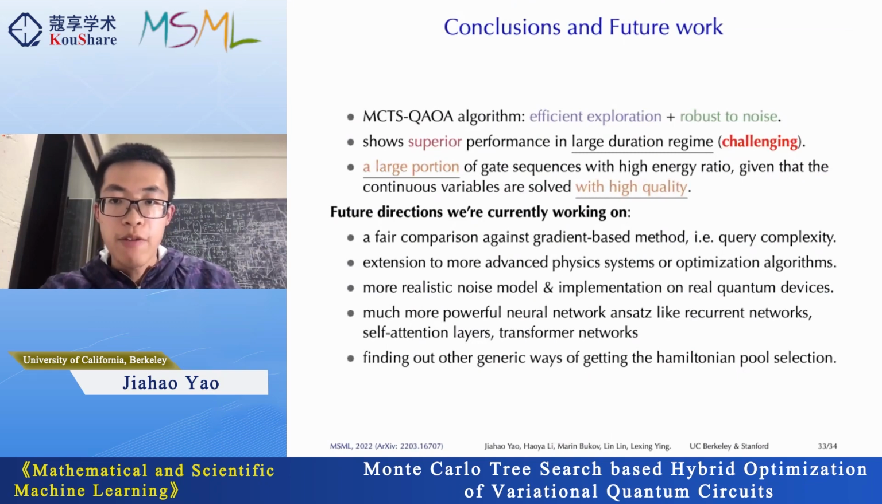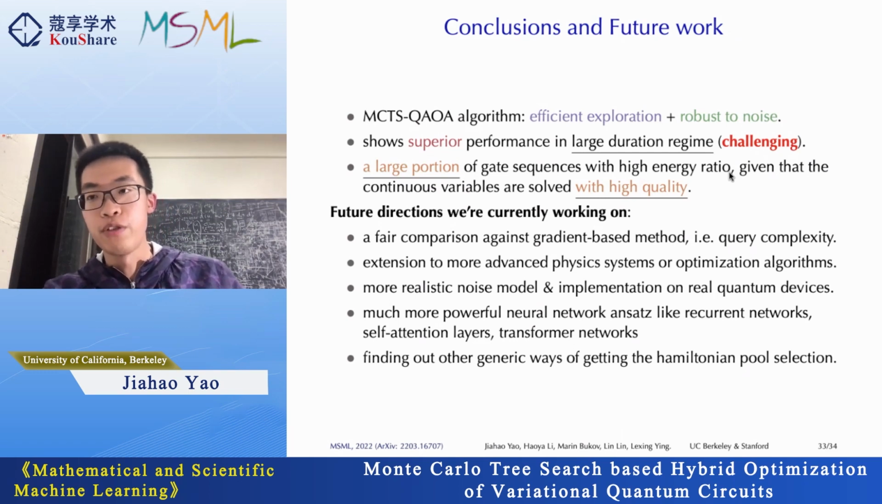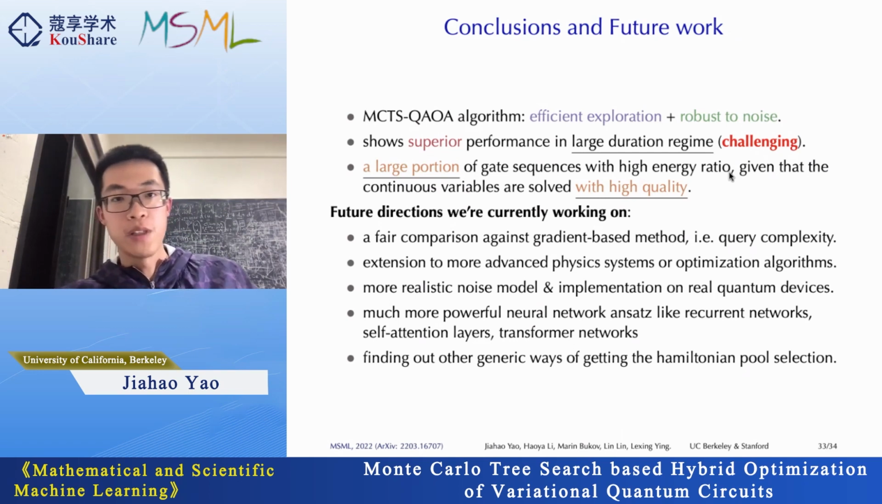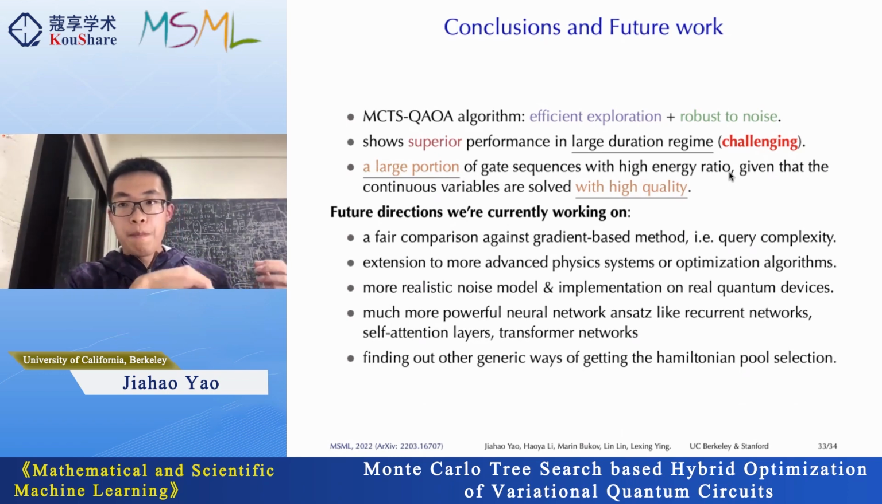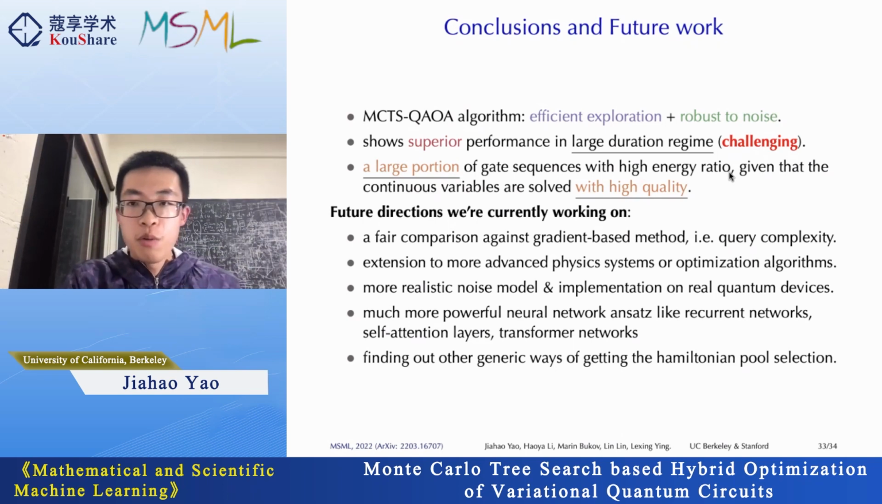So the recap for the Monte Carlo tree search is that it provides an efficient way to do the exploration, and is very robust to different kinds of noise. And Monte Carlo tree search QAOA shows superior performance in the large duration regime, which is very challenging for hybrid optimization quantum algorithms. We also found another interesting phenomenon, which is that there is a large proportion of gate sequences with a high energy ratio, given that the continuous variables are solved with high quality.